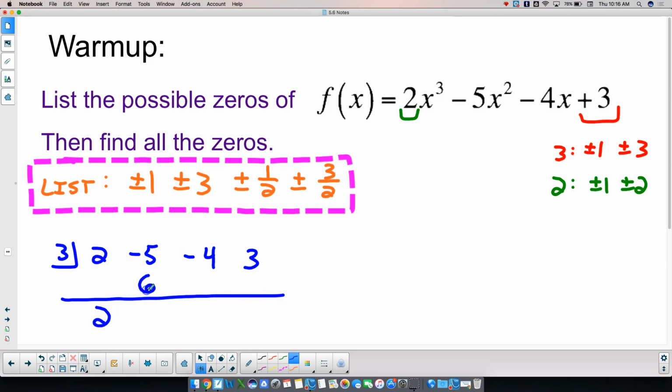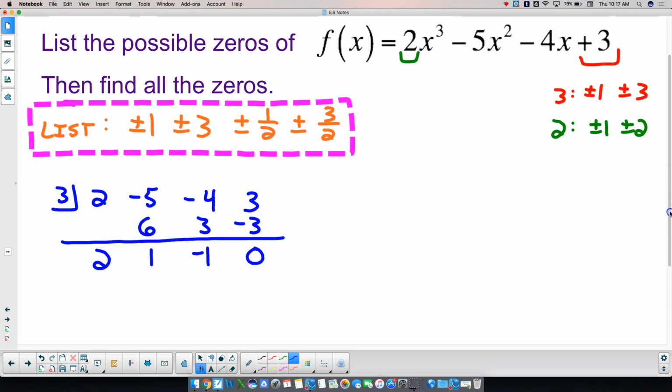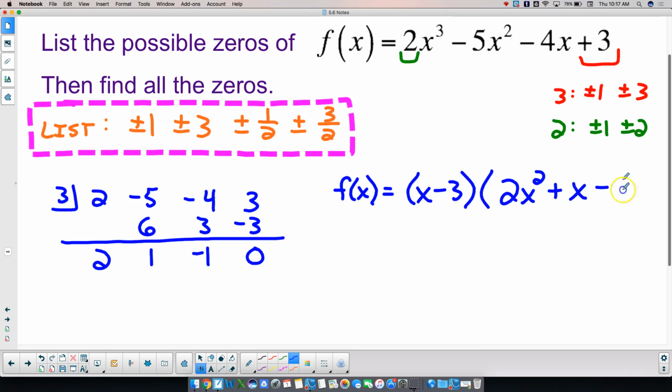2, 6, 1, 3, negative 1, negative 3, 0. Okay? So f of x can now be written as x minus 3 times 2x squared plus x minus 1. Is 2x squared plus x minus 1 factorable?